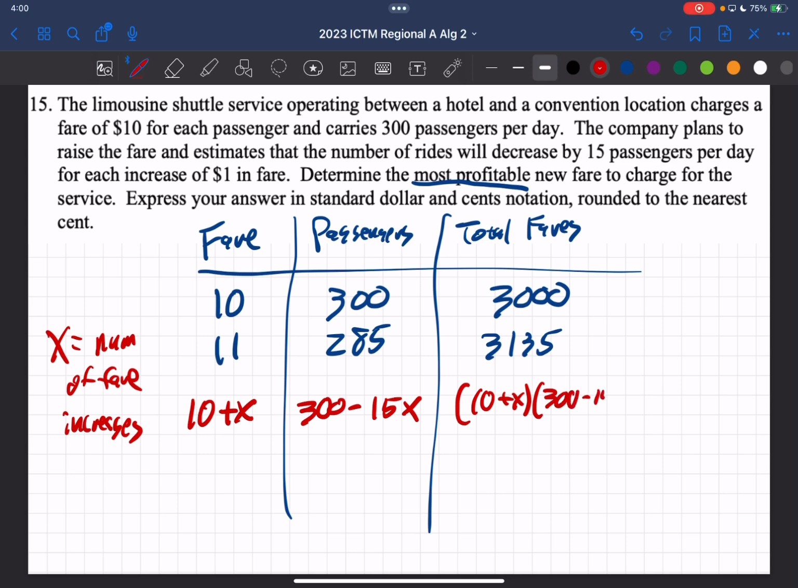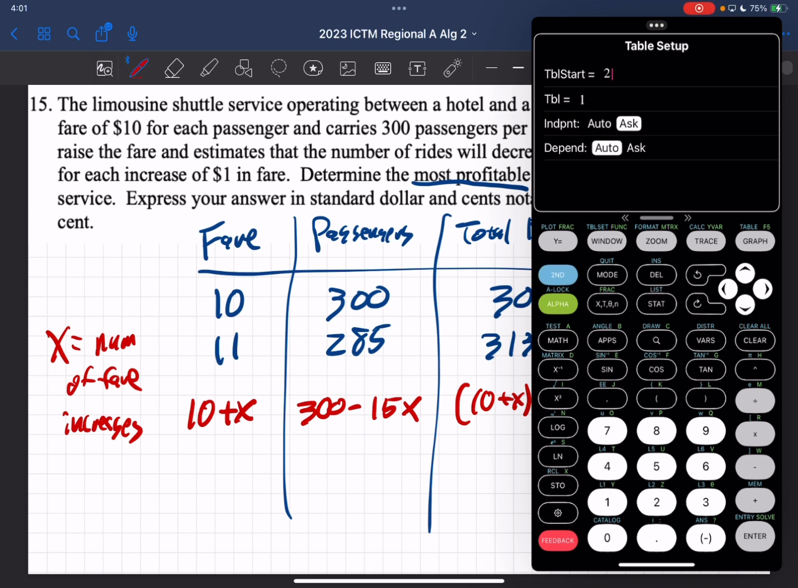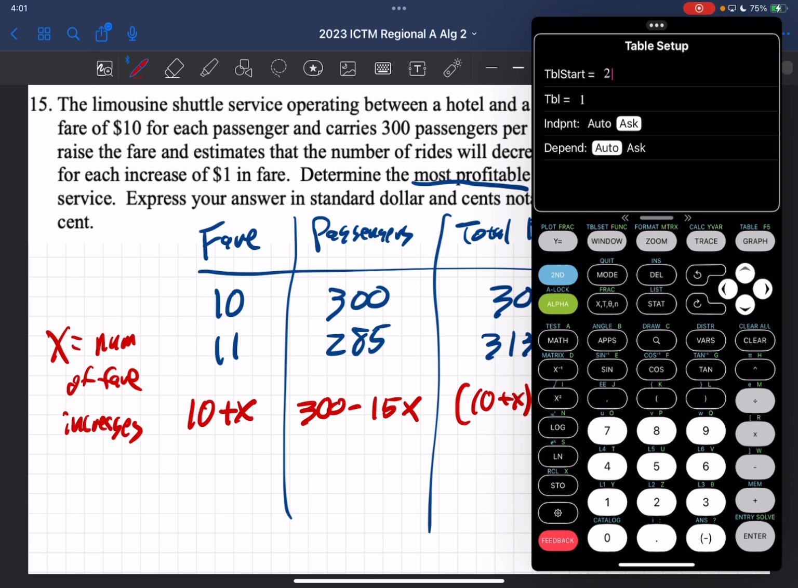Now there's no point in FOILing this because the calculator is going to do that work for me. So I'm going to write 10 plus x in y1, 300 minus 15x in y2, and then 10 plus x times 300 minus 15x. And then I'm going to use my table feature. So I'm going to start my table at 1. Go to auto.